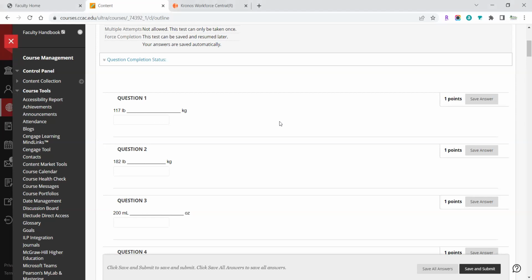So for this one, remember, when we do 170 pounds to kilograms, you're dividing by 2.2. I'm going to take my calculator and take 117 divided by 2.2, and that gives me 53.181818 repeating. We're going to round that to the nearest tenth, so this would be 53.2 kilograms.